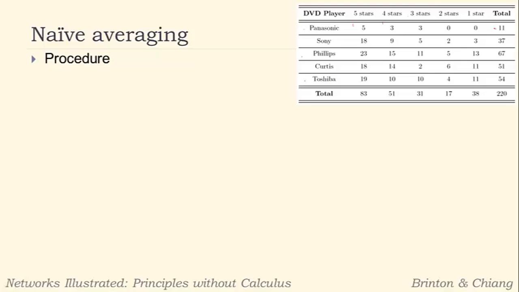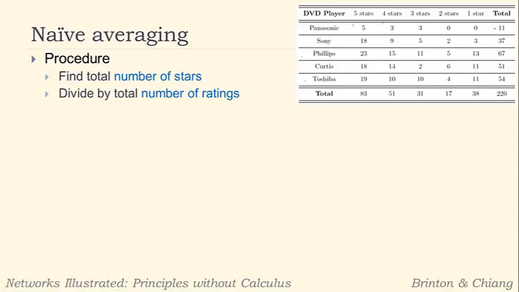The reason we call this naive averaging is that we're not taking into account anything other than the average. There are a lot of implications that we discussed before, like the population size. Having 11 versus 37 people, maybe that'll have some impact. So that's why we call it naive, because it's not taking into account anything other than the simple average. The procedure is to first find the total number of stars, which is just adding up the stars. In the case of having 5 five-star reviews, that's a total of 25 stars, and so forth. And then divide by the total number of ratings.